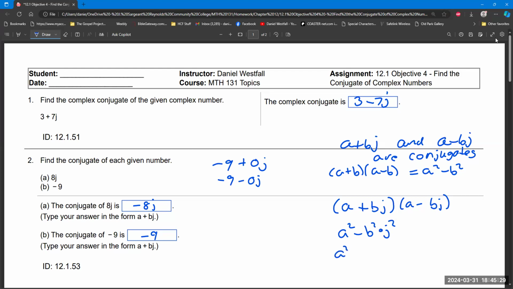So a squared minus b squared times negative 1 is going to be a squared plus b squared, which is a sum of squares, which we never knew how to factor before. But now we can see that we can factor it into its complex conjugates like this. And that's really awesome. That helps us to be able to get what's called a linear factorization later.